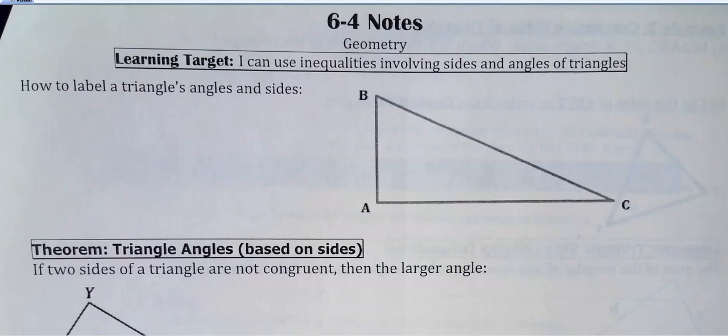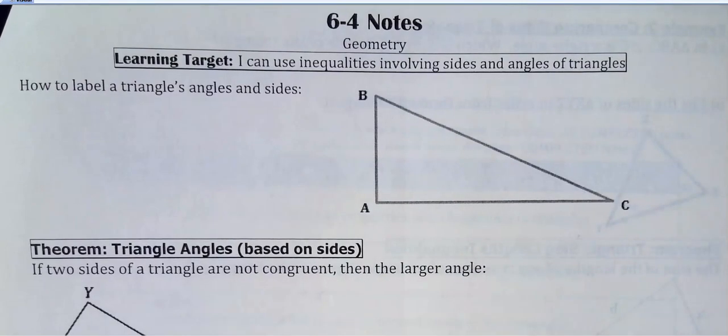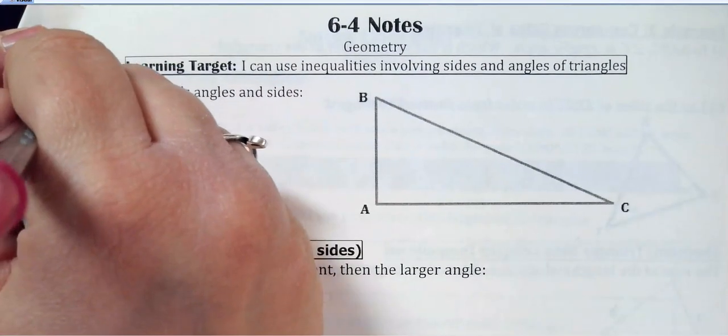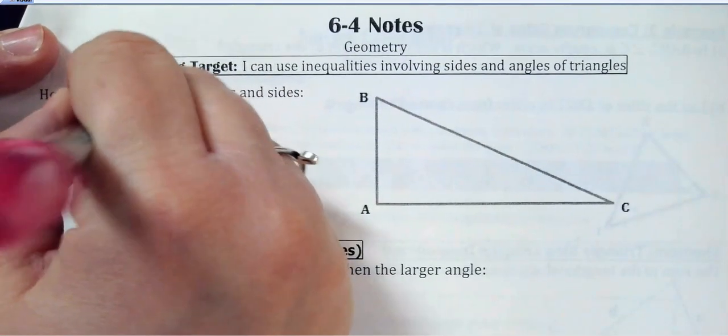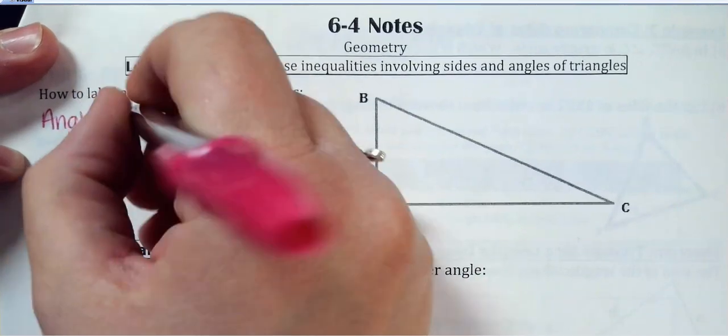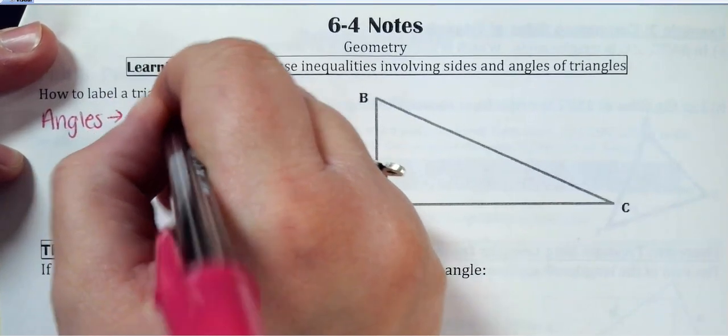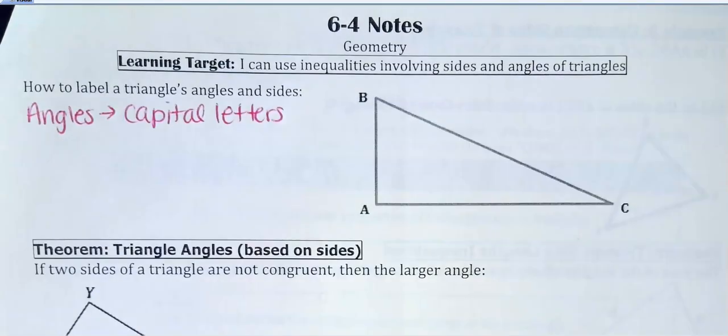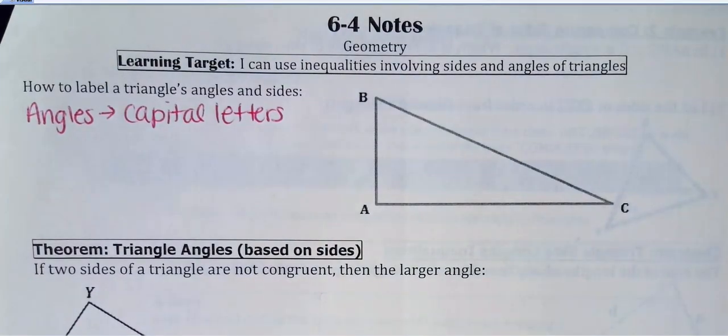Here at the top, I just have a triangle, right? ABC. So angles, just in general, when you label an angle, use capital letters. Angles use capital letters. There's no other way I'm going to label an angle other than capital letters.